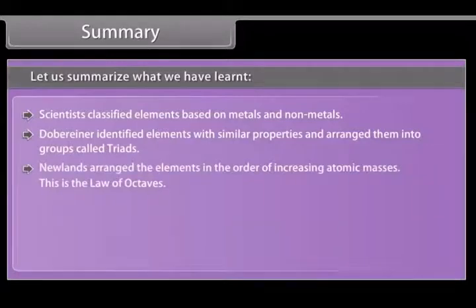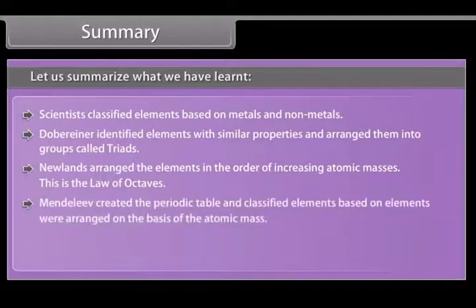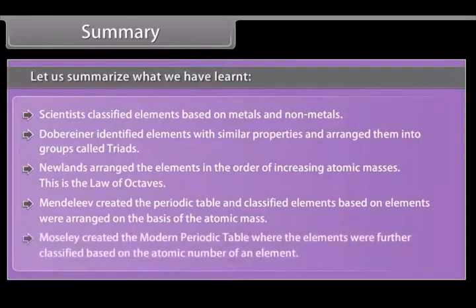Newlands arranged the elements in the order of increasing atomic masses. This is the law of octaves. Mendeleev created the periodic table, where elements were arranged on the basis of atomic mass. Moseley created the modern periodic table where the elements were further classified based on the atomic number of an element.